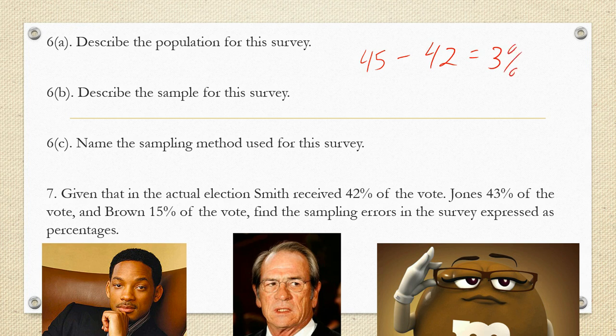Now, if you were to do the same thing with Jones, you would see that Jones got around 40% on the poll, and he got 43 of the actual. So that means he had a 3% error. And if you check Brown, 15% from the poll, 15% actual. So that means we were off by 0%. And Smith was 3%. And that would be the sampling error. So you just take the actual, or the parameter, vocab word, parameter, and you subtract the statistic, or what we got from our poll.